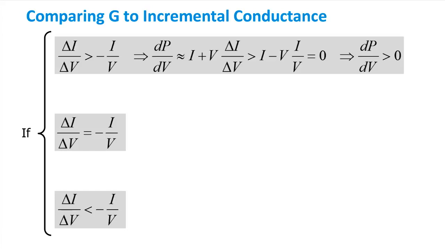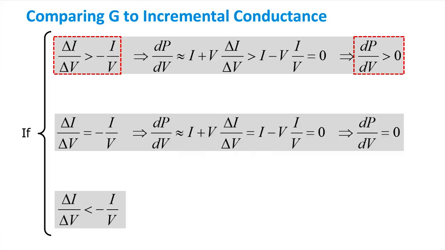This means that with just the incremental conductance and the instantaneous conductance, we are able to determine that we are on the left of the maximum power point, meaning that we should increase the voltage to get closer to the maximum power point. We can use the same formulation to realize that if the incremental conductance is equal to the negative instantaneous conductance, that means that dP/dV is equal to 0, meaning that we are at the maximum power point. Again, with just this comparison, we actually know we are at the maximum.